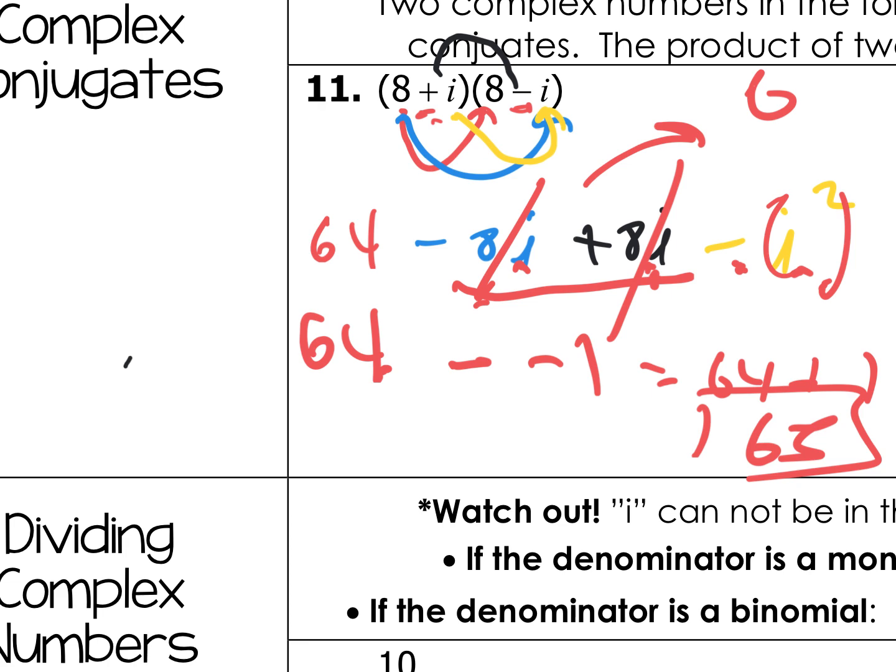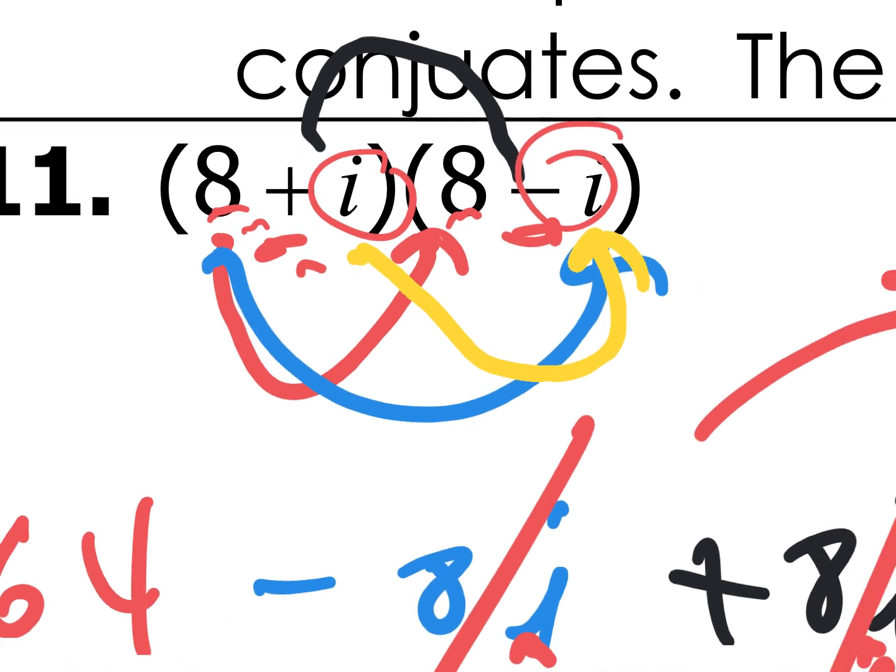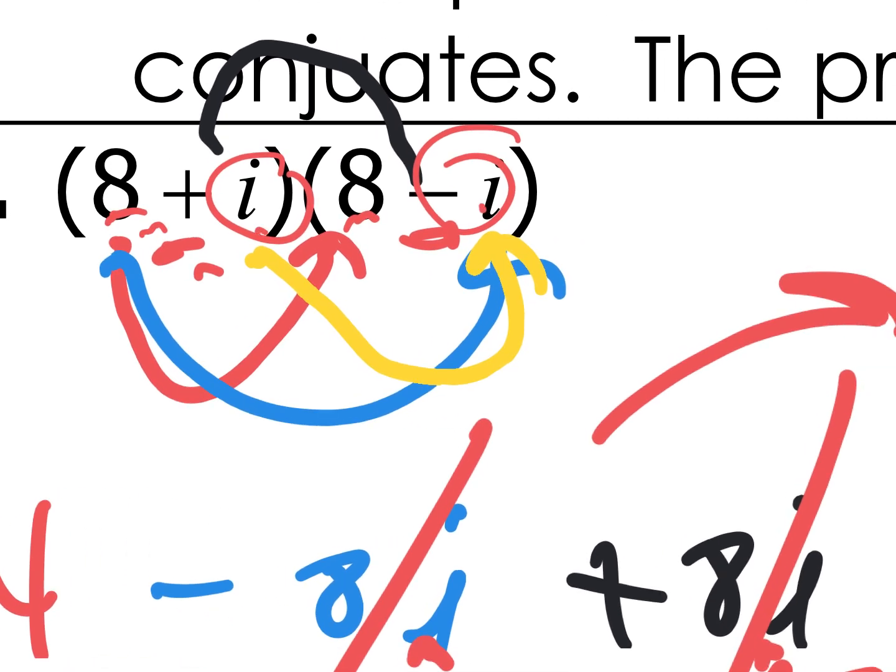Can you think about how that worked? All I really cared about is 8 times 8, which is how much? 64. And an i times a negative i, which is how much? Is it a negative 1 or a positive 1? Well, the i times i is a negative 1, but there's a minus in front. It always becomes a plus 1. I times a negative i is always a plus 1. So the answer is 64 plus 1.